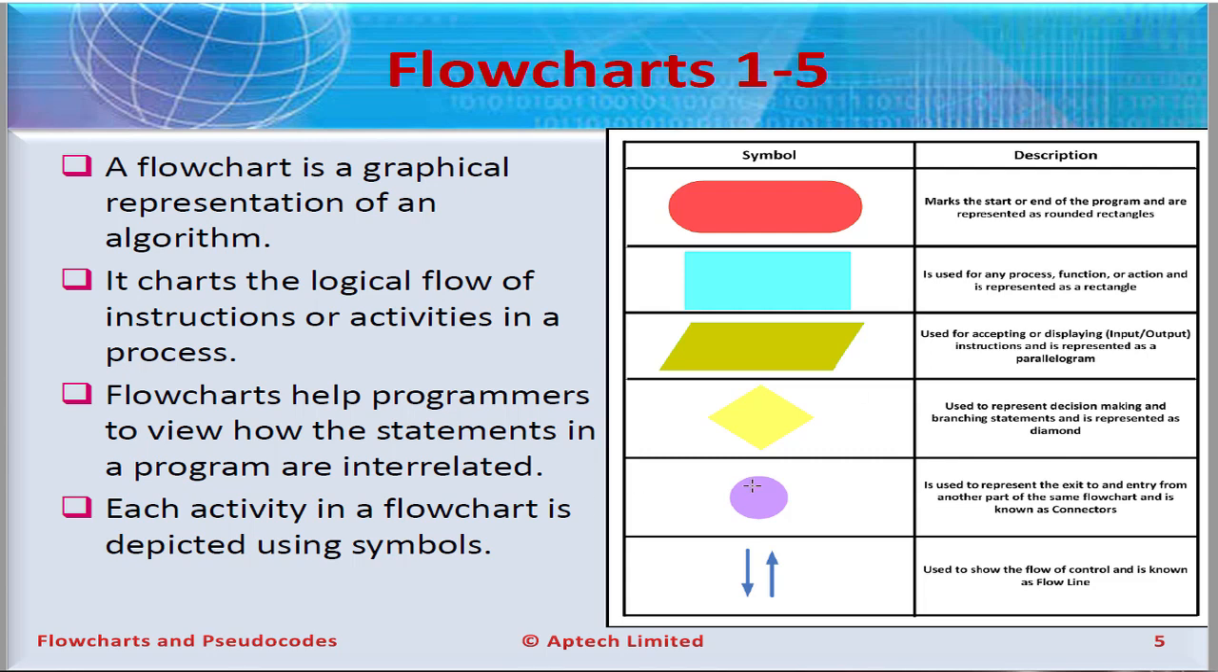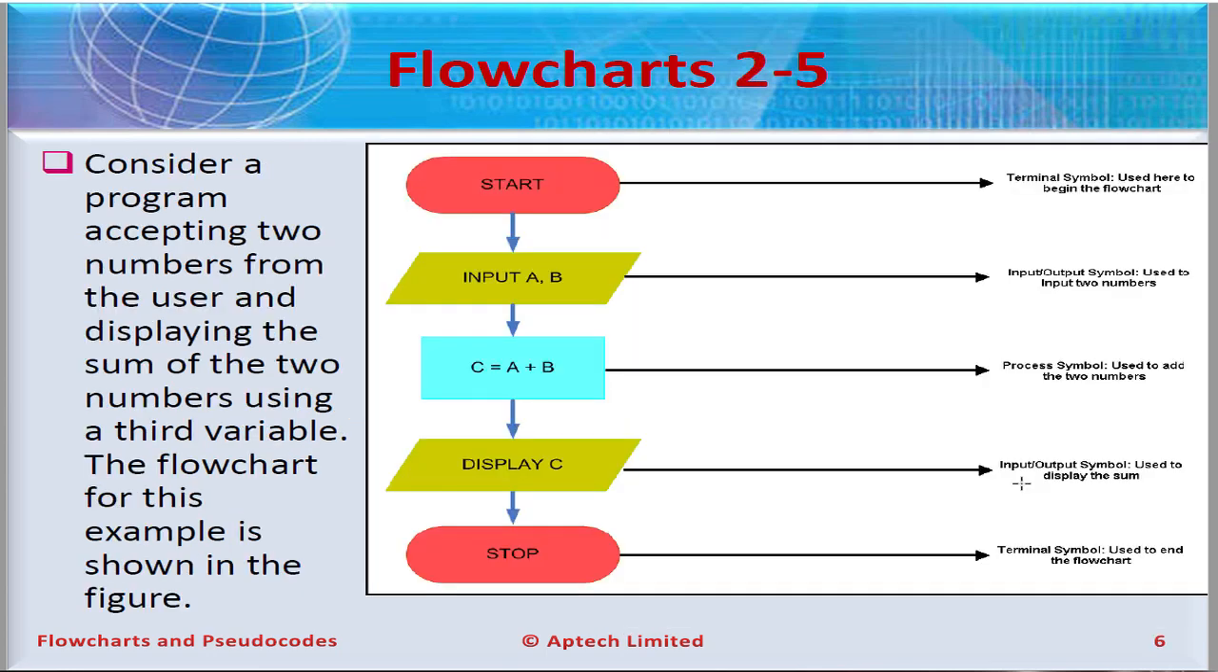We have the circle. We use it to represent the exit to an entry from another part of the same flowchart, and we call this a connector. Now, this is especially when you have a very long program and it spans multiple pages. You can actually use this. Then we have the arrow pointing down and the one pointing up. And these basically are used to show the flow of control. And we call this the flow lines.